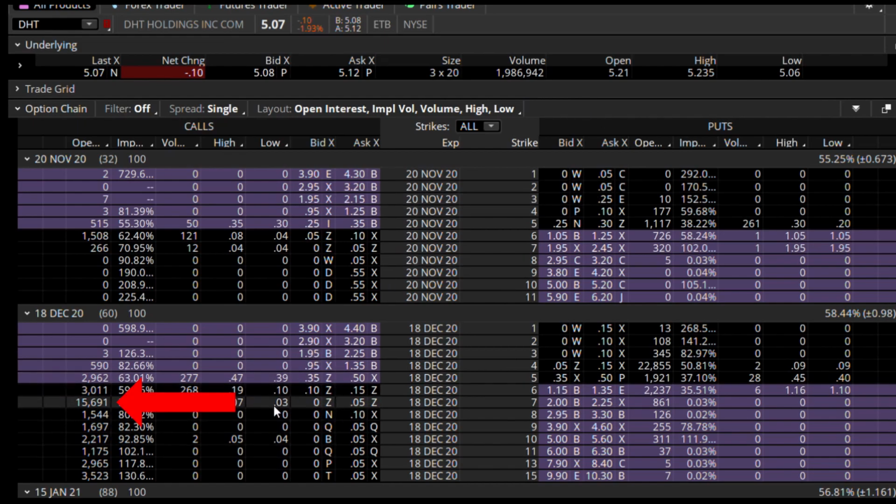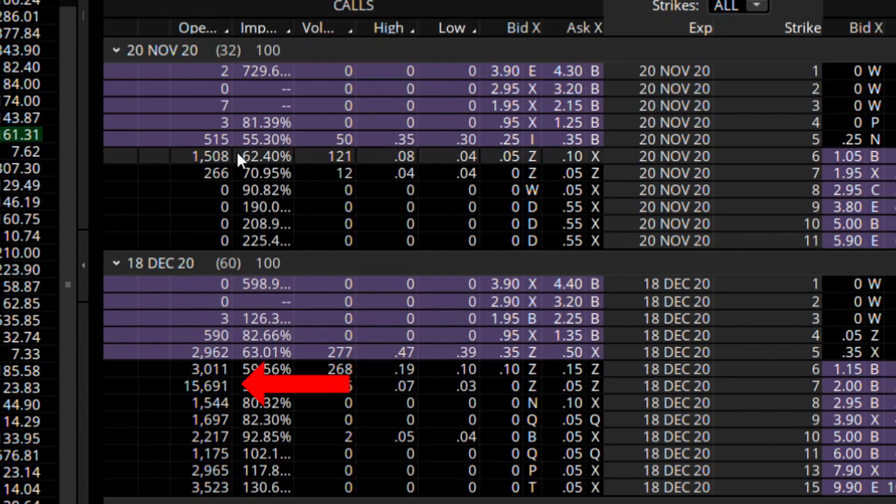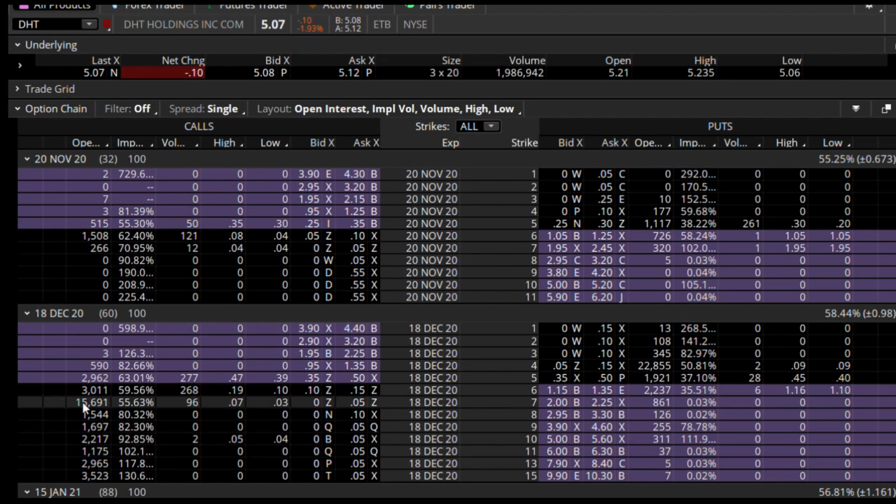Okay, this is to follow up from the previous day where we saw this large volume in the 7 December call for DHT. The question was, what were these guys doing? Were they actually buying calls because they're bullish, or were they covering calls that they had previously sold? In other words, were they taking profits at 10 cents on a previously large short position?